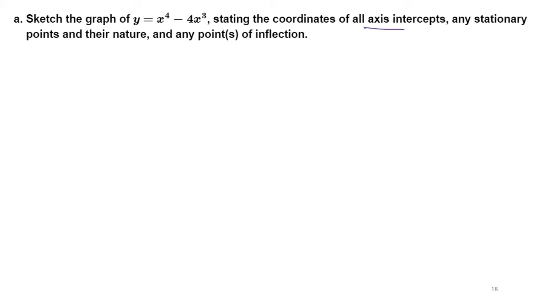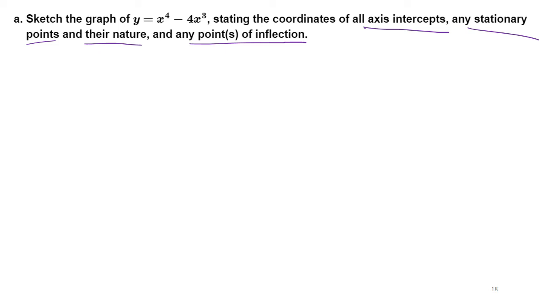The question is asking you for the axis intercepts, x and y intercepts, stationary points and their nature, and also it wants to know if there are any points of inflection. All right, so nothing that we are doing here would be new, but I'm just going to illustrate the process again, so that you're familiar with what we need to do here. All right, let's get into it.